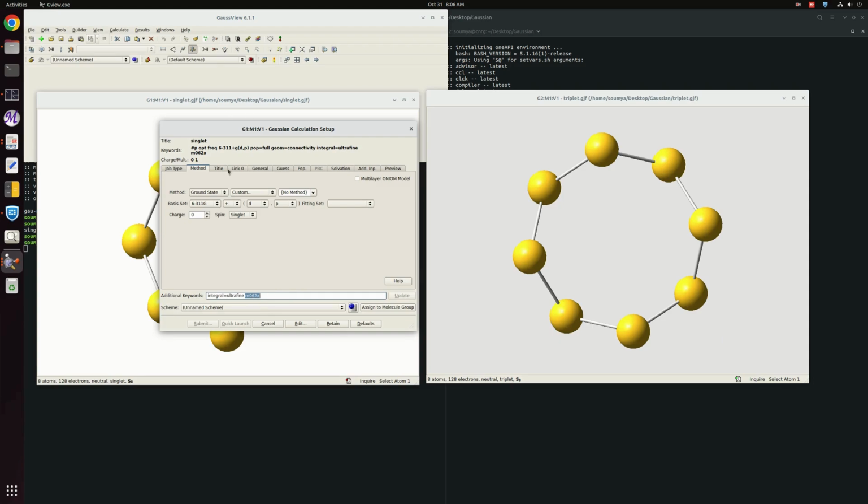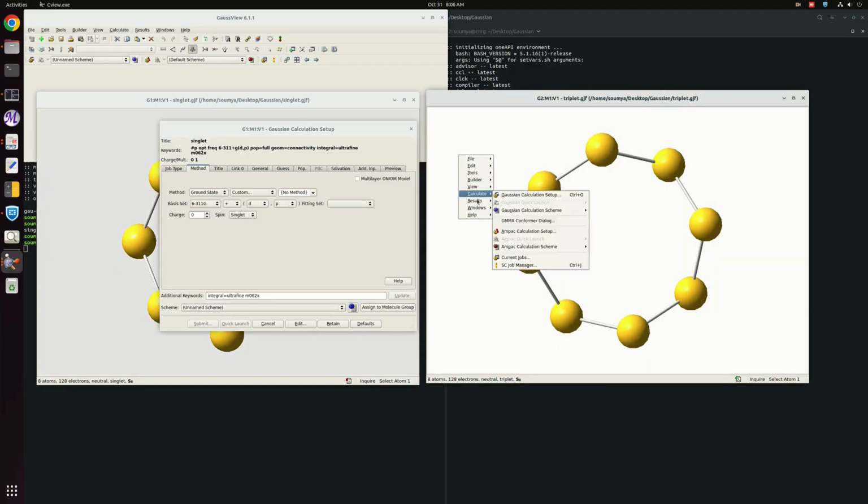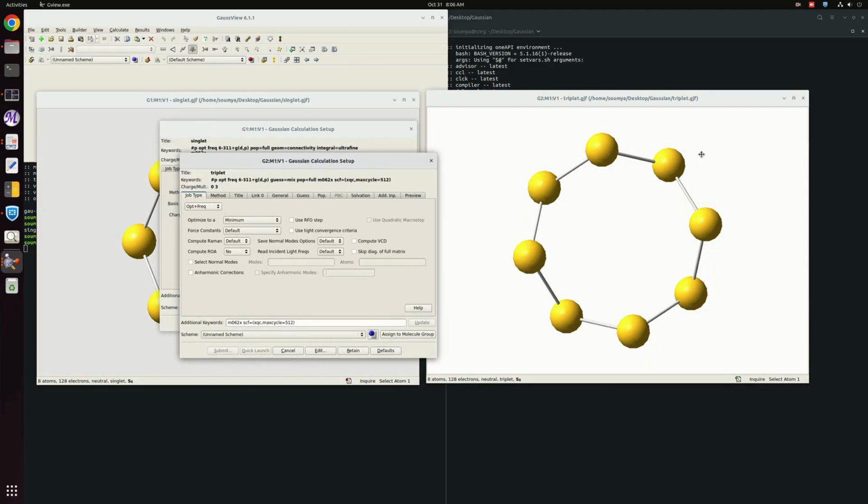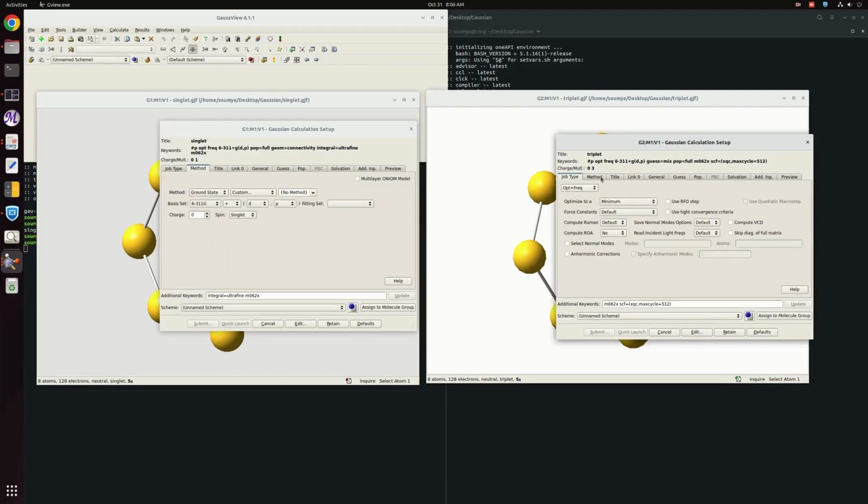Next, here the charge is 0 and this is the singlet state. For the triplet we have taken a similar structure, and here also we are calculating Opt Freq with the same method, only instead of singlet we have taken triplet. Here also we have written the additional keywords, SCF=XQC and the maximum cycle, everything over here. Now you can run these input files and find your output.